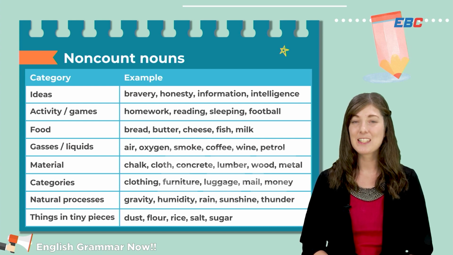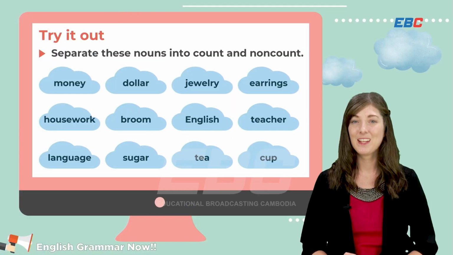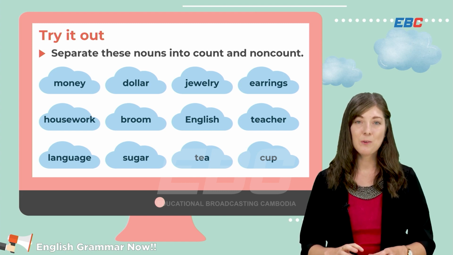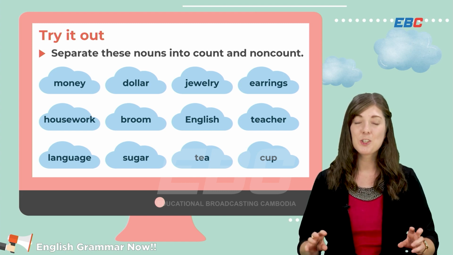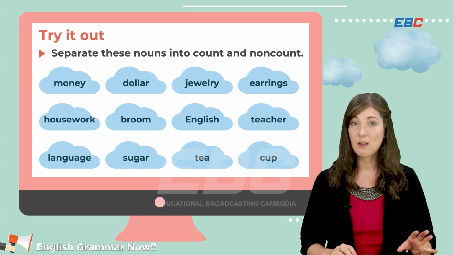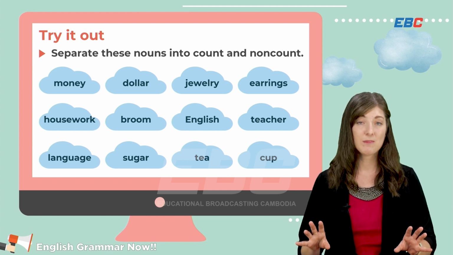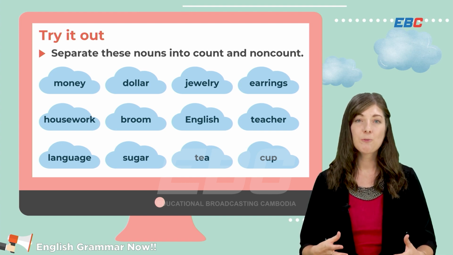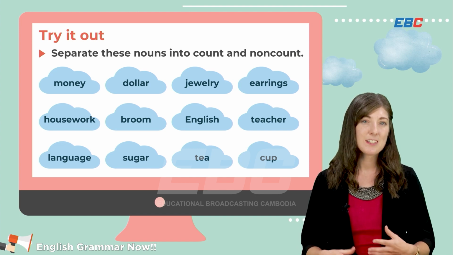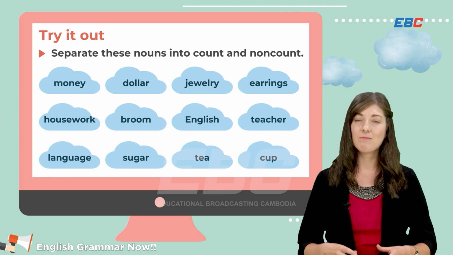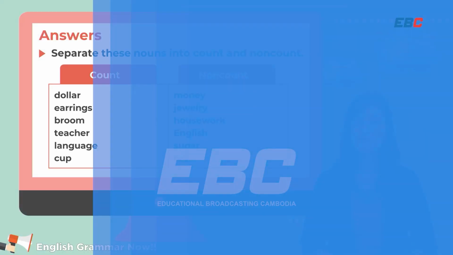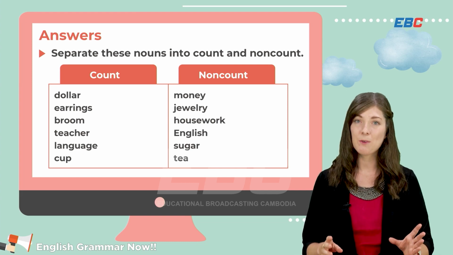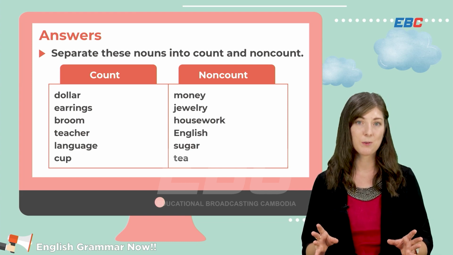Let's take a look at some more examples. Here's something for you to try. These nouns can be separated into two categories, count nouns and non-count nouns. If it helps, you could try adding a number in front of this noun to see if it sounds right. Go ahead, give it a try. Here's how we would separate those nouns into count and non-count categories.